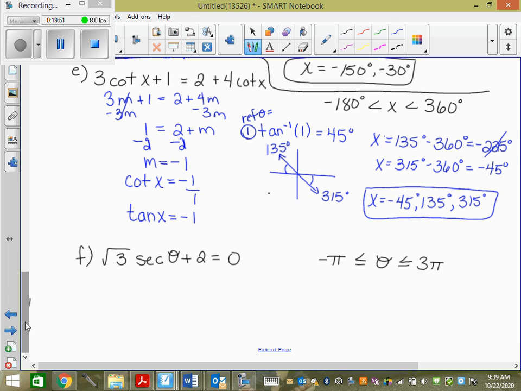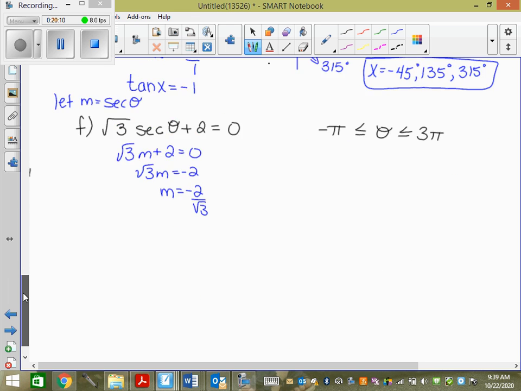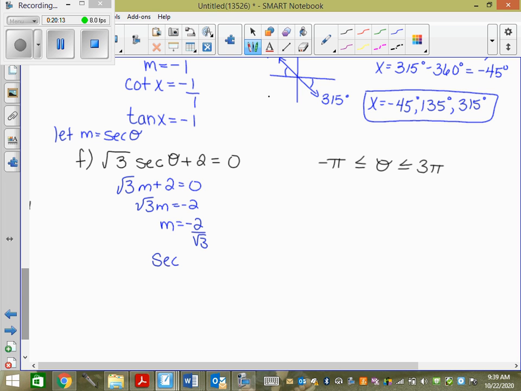This one's a secant, so m equals secant theta. So I get root 3 m plus 2 equals 0. Root 3 m equals negative 2, divide by root 3, m equals negative 2 over root 3. M happens to be secant, and when I get secant, what can I do? Flip my answer and get cos, right? So cos theta equals negative root 3 over 2.